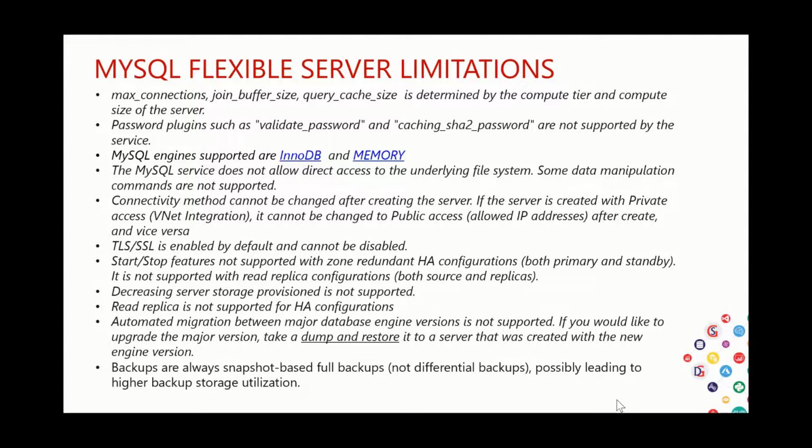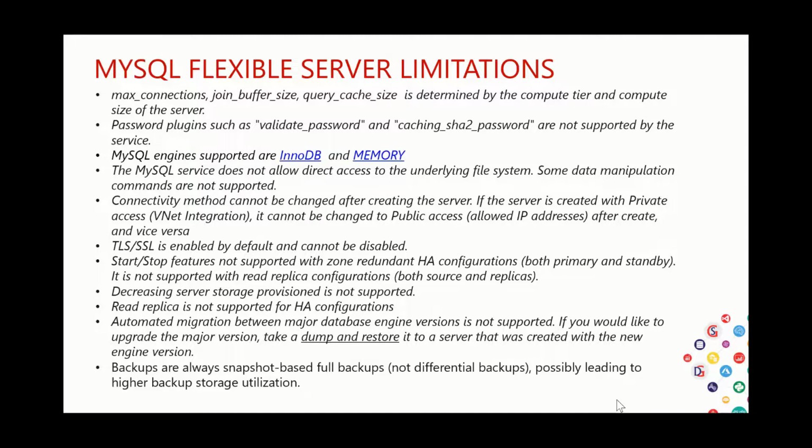The connectivity method cannot be changed once the server is created. So if you have created with the public access, you cannot change it to private access, and vice versa. It uses TLS 1.2, so make sure your client-side application is also using TLS 1.2. SSL is enabled by default and it cannot be disabled. So make sure your application is connecting to the server using SSL.